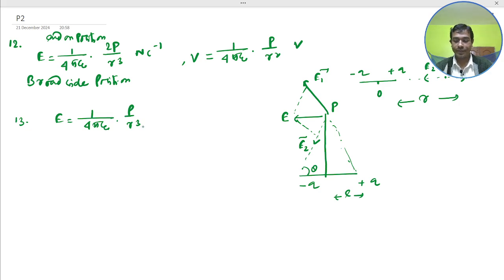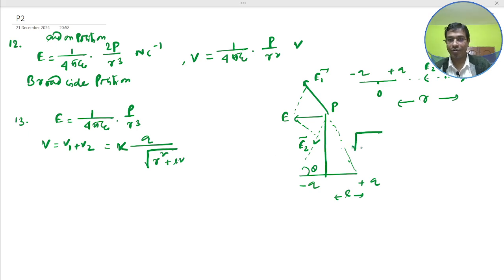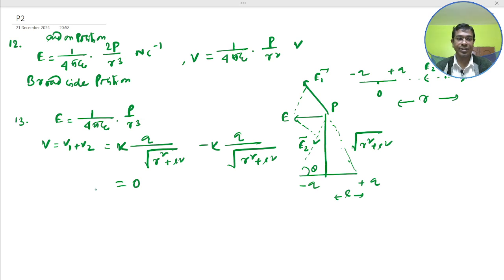Newton per Coulomb, and the potential here V equals V1 plus V2, which is basically Kq by root over r square plus L square and minus Kq by root over r square plus L square. These cancel out, so this becomes 0. The potential here is 0.